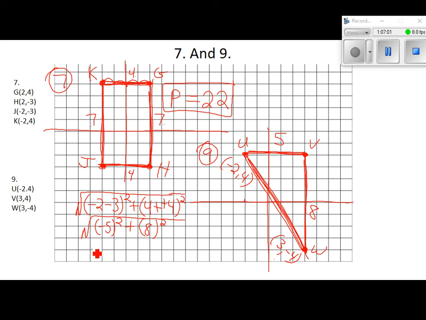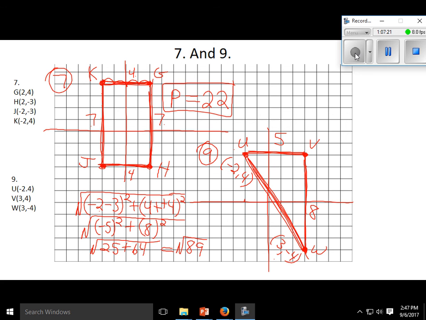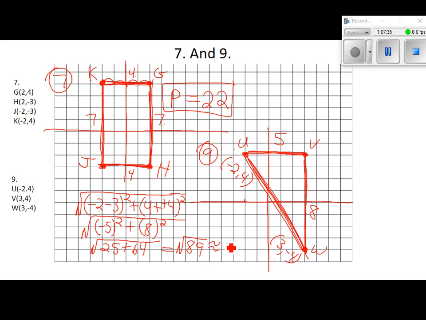We square each one of those. Negative 5 squared is 25. 8 squared is 64. Add those together, you end up with 89. Then you take the square root of that. You grab your calculator and you take the square root of 89. And I get about 9.4. So UW, this side, is about 9.4.